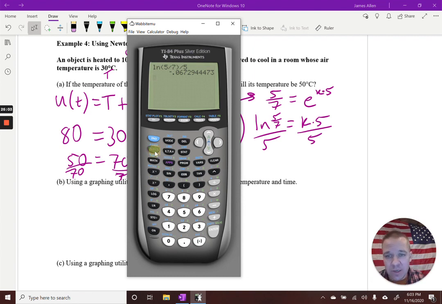Now I do want to store this. Oops, not alpha yet. My bad. Store. Got ahead of myself. Alpha. I'll store it as my K value. Hit enter. All right. Now it's in there.